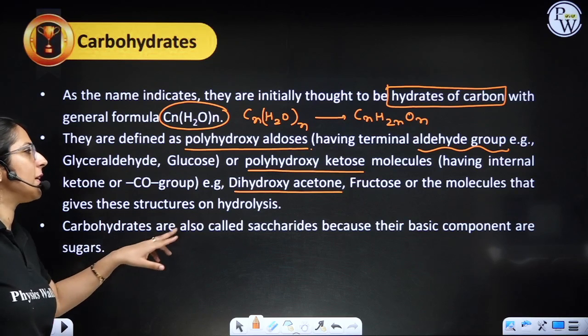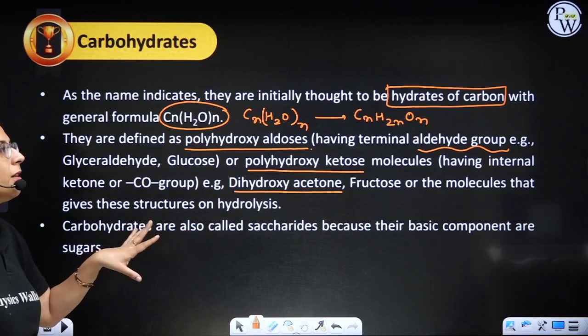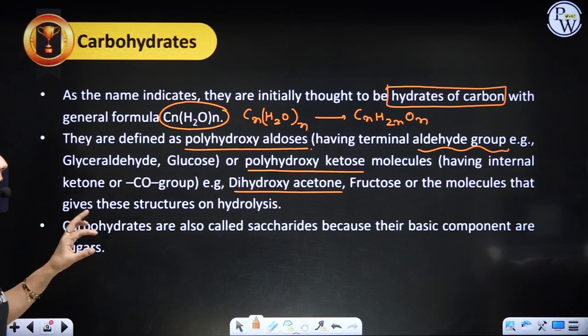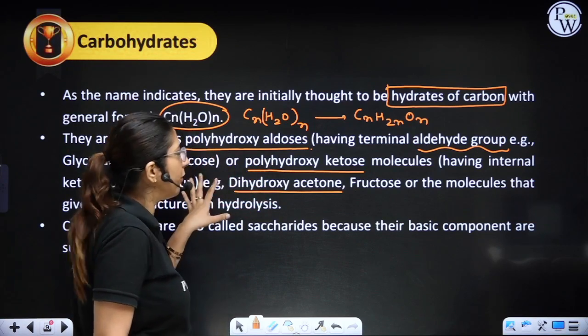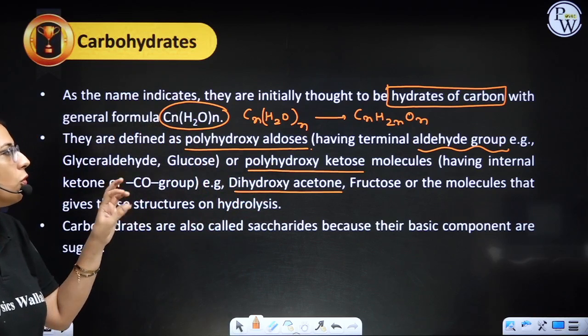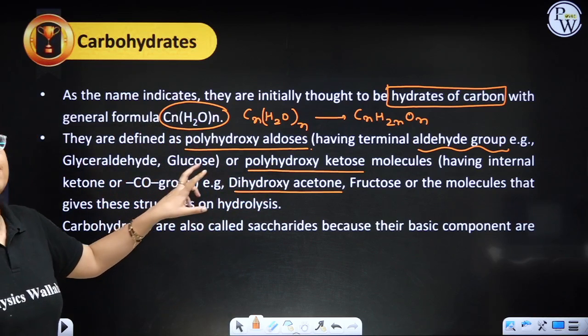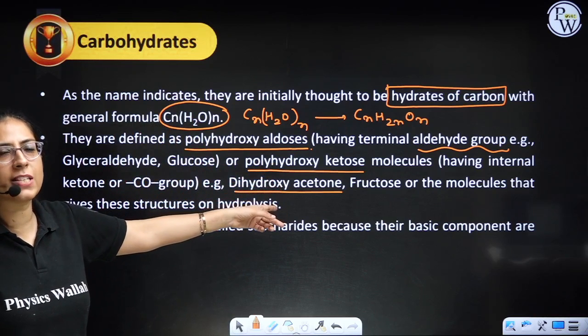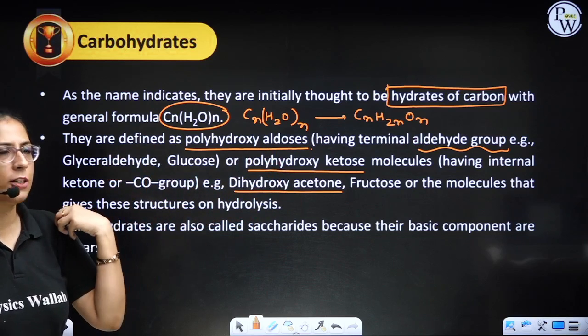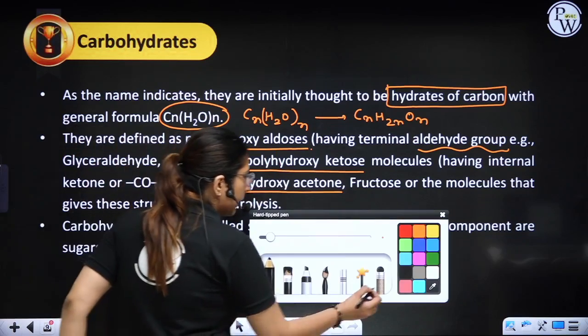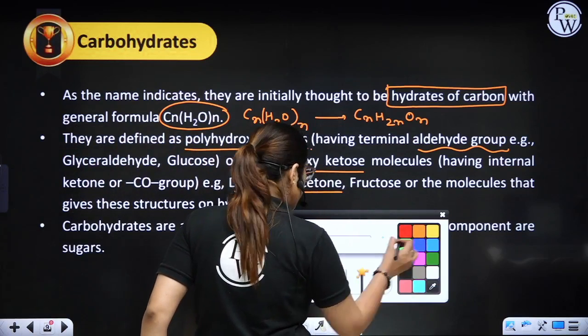Carbohydrates are also called saccharides because they are the basic components of sugar. Now, here two different words are given. The glucose, definitely we'll be looking at the structure. We have to know about the fructose structures also. But first of all, let's talk about polyhydroxyaldoses and ketoses, the glyceraldehyde. Let's talk about it. Now, buddies, please have a look.